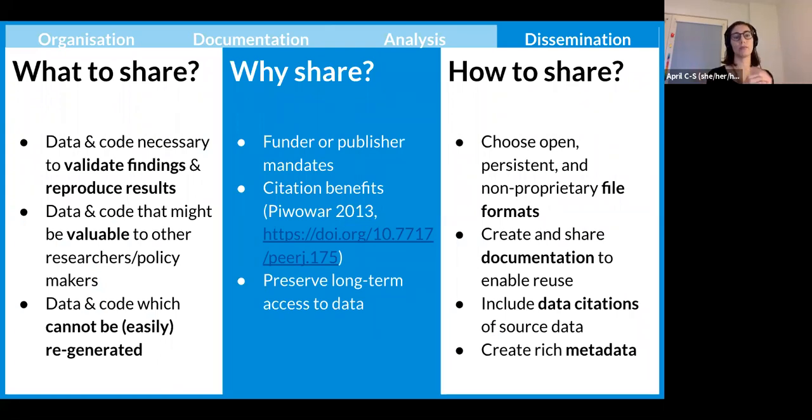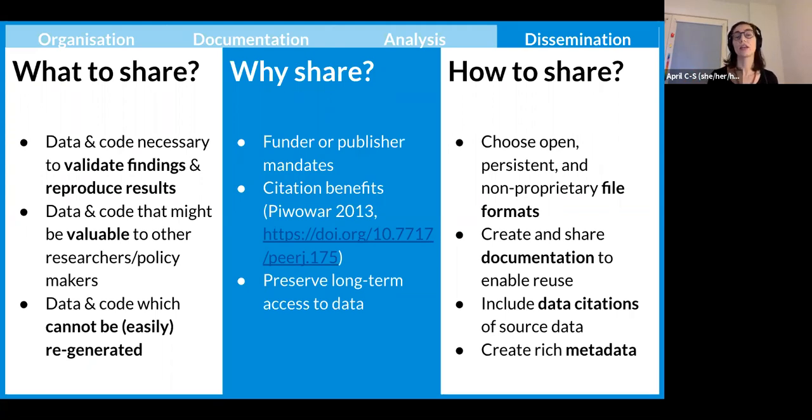We want to think about what is important to share. We want to be sure that we share any data or code that's necessary for someone else to validate and reproduce our results. So if you're sharing a paper and it has a lot of figures in it and you have some claims in it, you want to make sure that someone is able to rerun your data and code and actually reproduce those images, those tables, and those claims that you have in your paper.